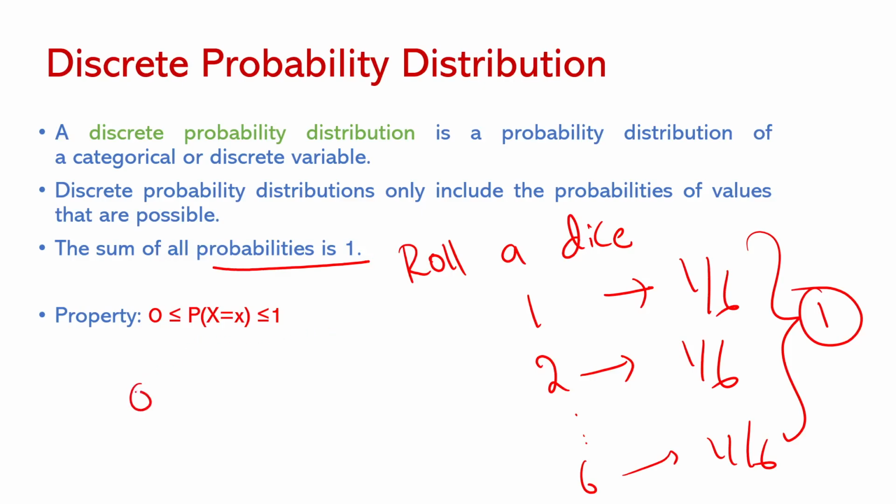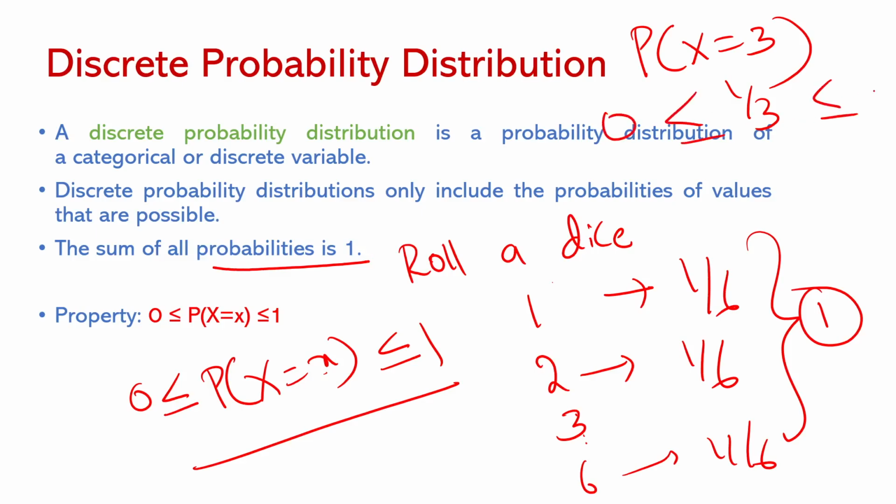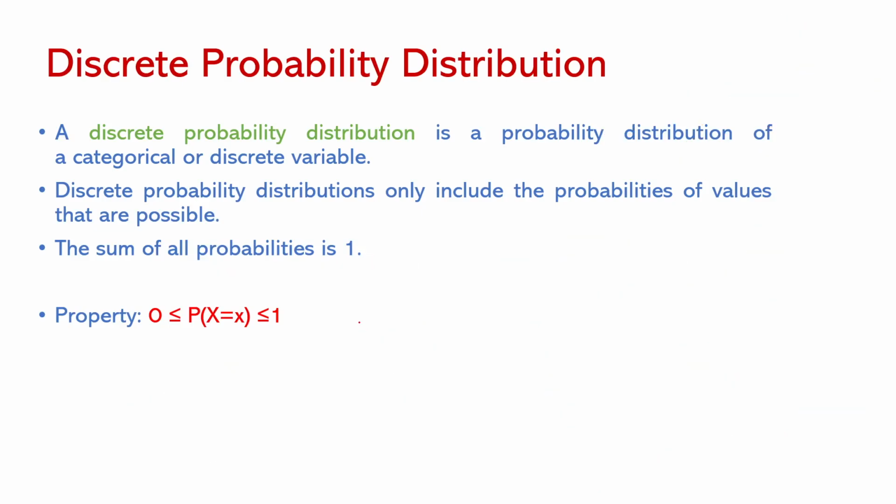So the property here is 0 less than or equal to probability of X being x, and the summation of that is always 1. It means X is a random variable, X is the outcome. On a die, what is the probability of X being 3? It is 1 by 6. That should be between 0 and 1. Yes, it is between 0 and 1. Okay, that is the important property of discrete probability distribution.